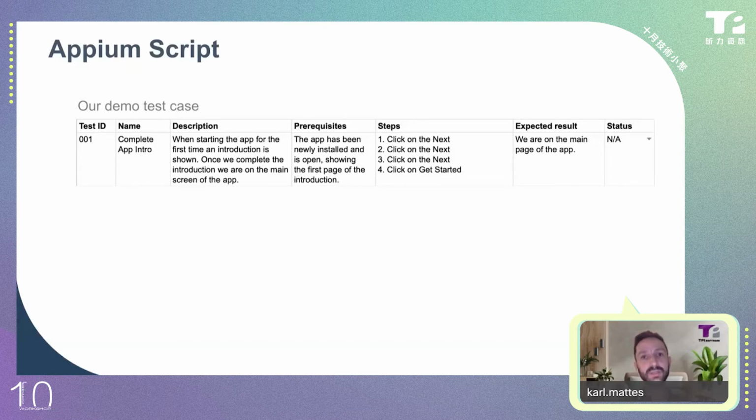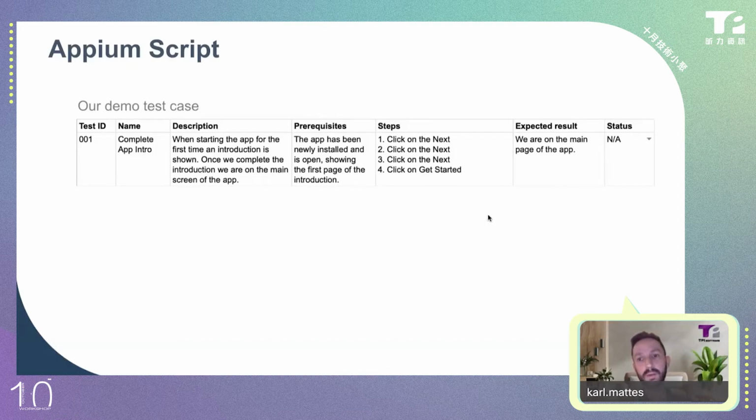So what we can see again here, we have the prerequisites, the steps, and the expected result. And those are the three parts that we need to translate our test case into test code. The prerequisites here say the app has been newly installed and is open, showing the first page of the introduction. Luckily, Appium is taking care of that for us. So when we set up the driver with the Wikipedia app, it will automatically install it and then start it up. So there's nothing we need to do here, but we need to look at the steps and the expected result.